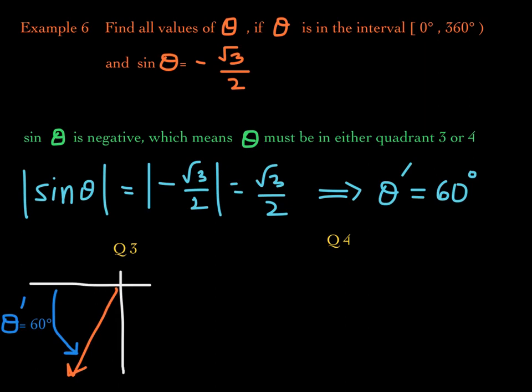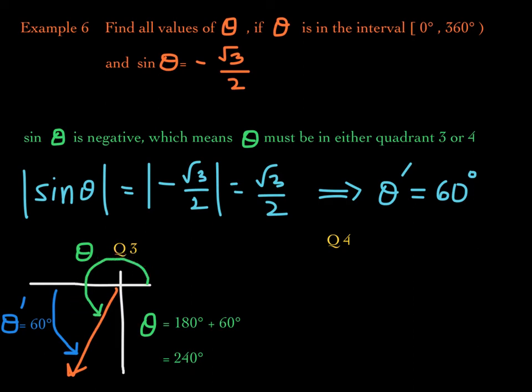So in quadrant 3, the reference angle is 60 degrees. That must mean that our actual angle, theta, is all of this amount here, which would be 180 degrees plus 60. What is that? That's 240 degrees. So there's one answer right here, folks. 240 degrees is the answer if theta happens to be in quadrant 3.